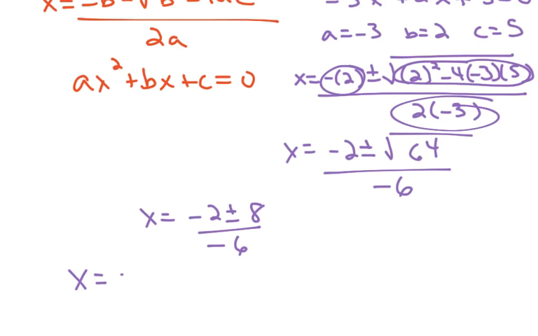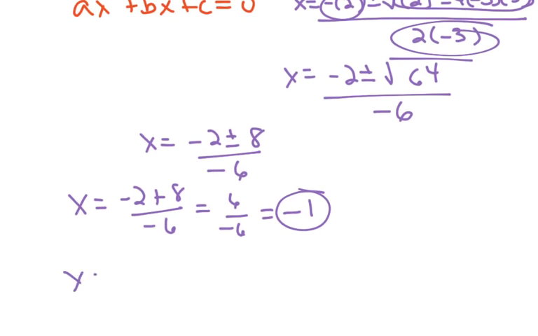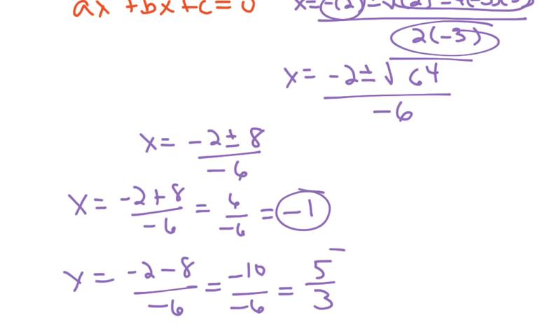So one of my solutions is negative 2 plus 8 over negative 6, which is 6 over negative 6, which is equal to negative 1. The other answer is negative 2 minus 8 over negative 6. Negative 10 over negative 6 reduces to positive 5/3.